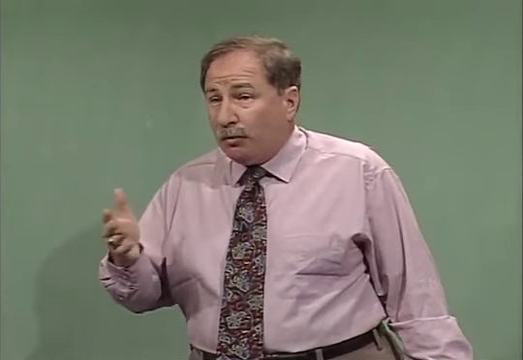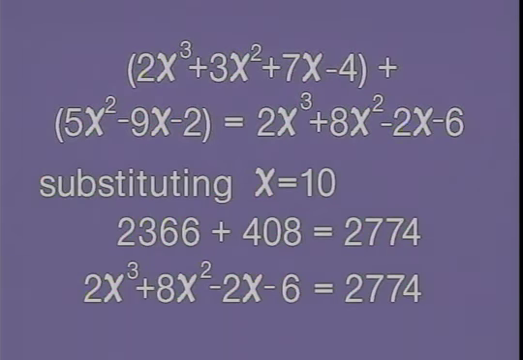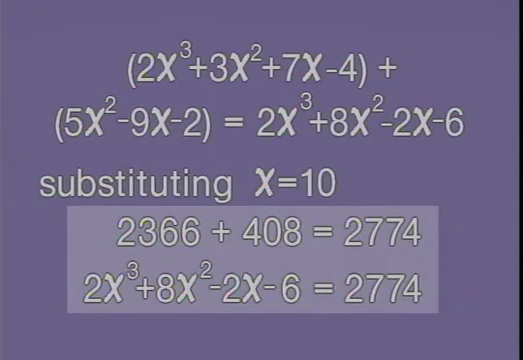Now, let's take a look at the next visual because it looks the same. It is the same problem. It shows the original problem and the answer. But also what we're going to do, and this is a very good way to check polynomial arithmetic problems, is plug in, that is substitute, x equals 10. So if we do that, the 2x cubed plus 3x squared plus 7x minus 4 becomes 2,000 plus 300 plus 70, 7 tens, minus 4, or 2,366. And the 5x squared minus 9x minus 2 becomes 500 minus 90 minus 2, which is 408. When you add those two numbers up, you get 2,774.